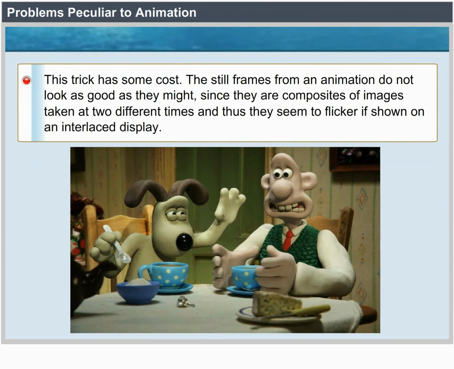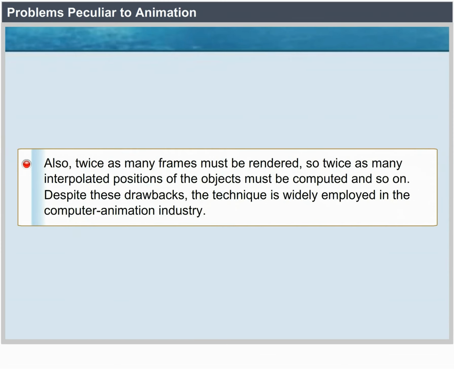This trick has some cost. The still frames from an animation do not look as good as they might, since they are composed of images taken at two different times, and they thus seem to flicker if shown on an interlaced display. Also, twice as many frames must be rendered, so twice as many interpolated positions of the objects must be computed, and so on. Despite these drawbacks, the technique is widely employed in the computer animation industry.